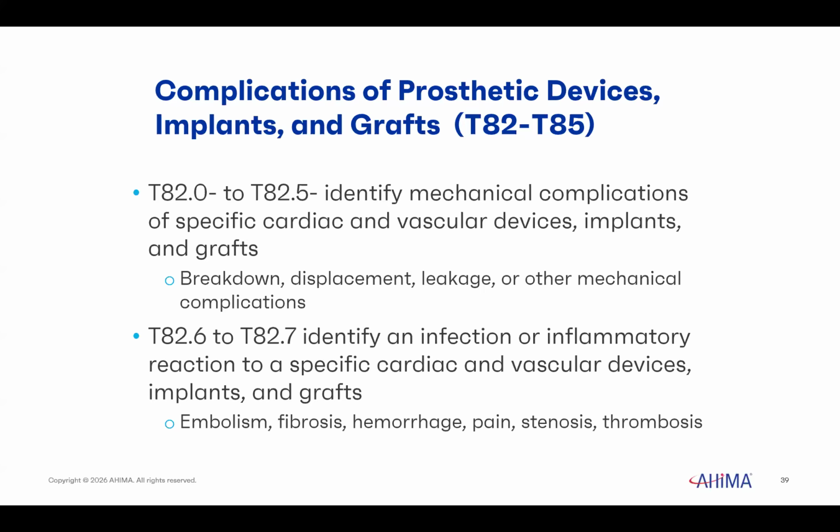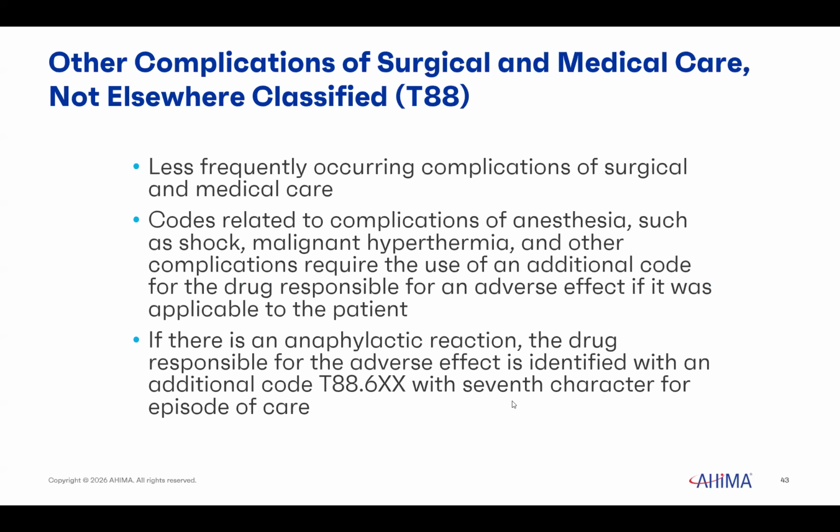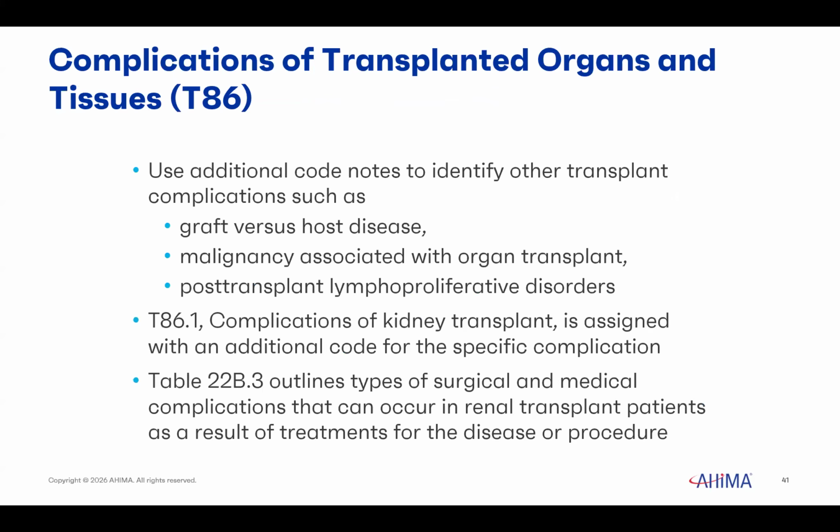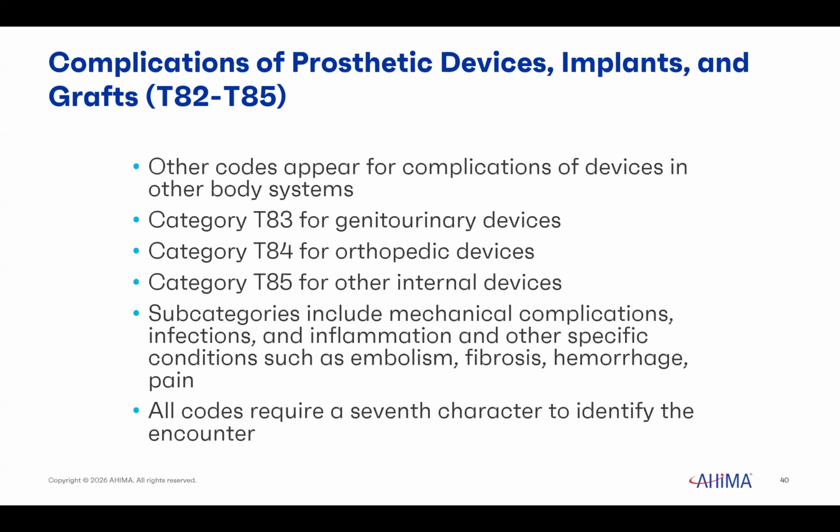And again, we can have complications of prosthetic devices, right? Breakdowns, leakage, other mechanical problems. These would fall in T82 through T82.5, right? And again, these could be anything involving breakdown, what have you. We also have other codes that cover complications of genitourinary, orthopedic, or other internal devices. And as you would expect, all of these require a seventh character to identify whether it's initial encounter, follow-up, or sequela.